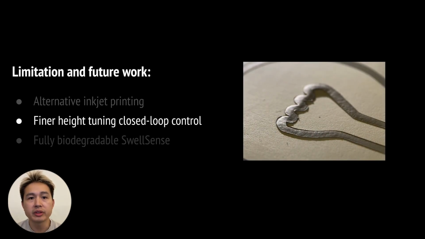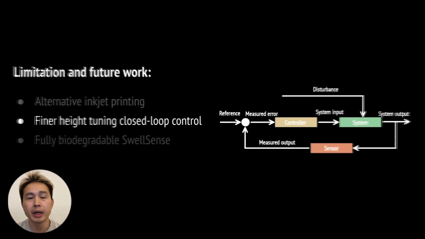Also, the heating process is open loop without any fine-tuning capabilities for the swelling height. We believe that by involving closed loop control, for example a temperature sensor, we can achieve finer control of the swelling height or a height gradient within the same sheet.